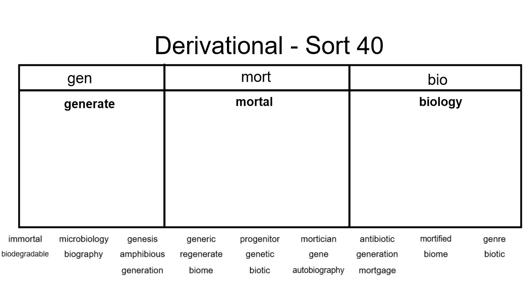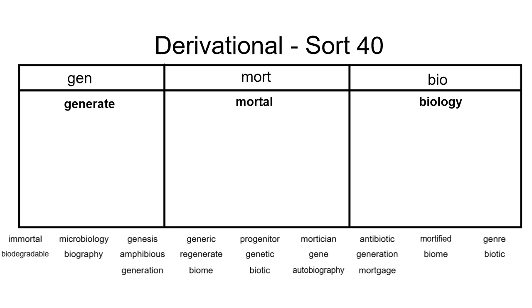Let's get started by looking at each of our anchor words. Since gen means birth or beginning, it makes sense that generate means to produce or create something. If you create something, it's the beginning of that something. Since mort means die, it makes sense that mortal is something that is able to die or something that is deadly. Bio, referring to life, we look at biology, which is the study and science of life and living things.